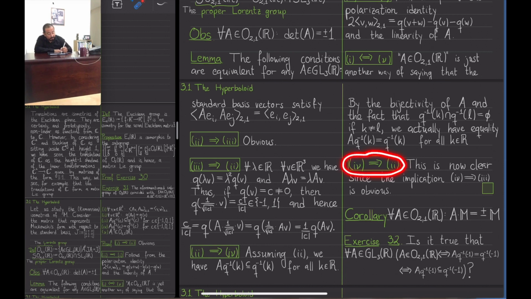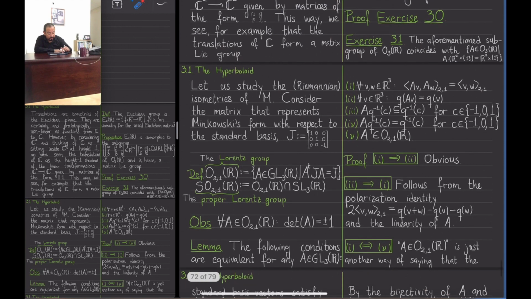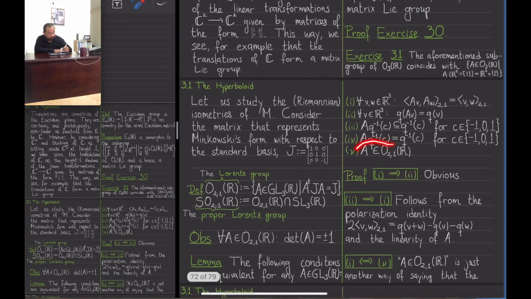And then 4 implies 2. Well, 4 obviously implies 3, and we already saw that 3 implies 2. So done, and that's it, right? So that finishes this characterization of the elements of O(1). So those that preserve the quadratic form preserve inverse images of the quadratic form, and preserving them always preserves them bijectively.